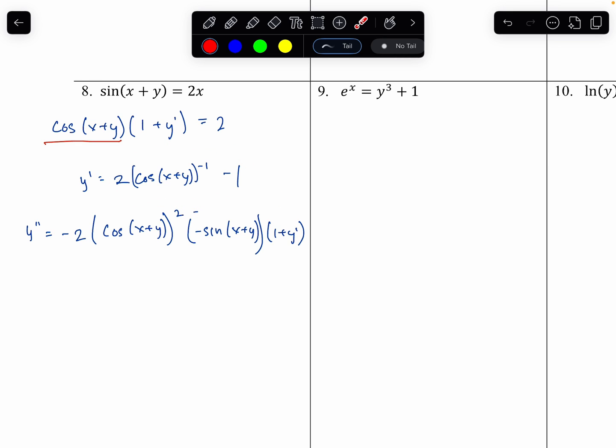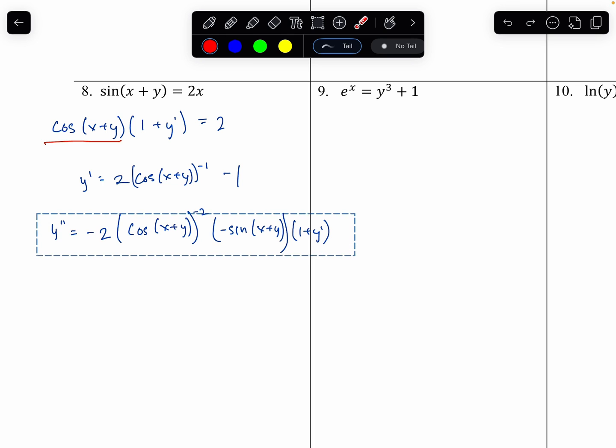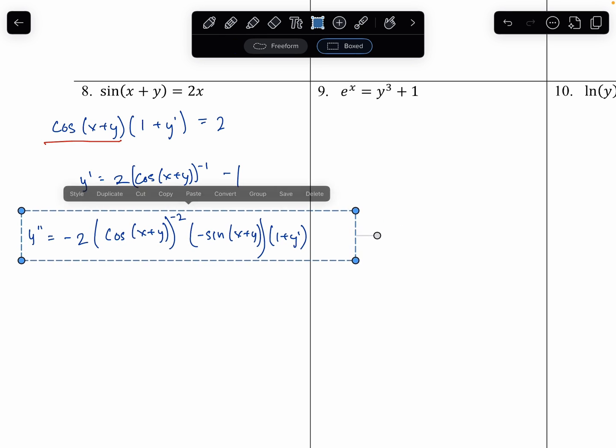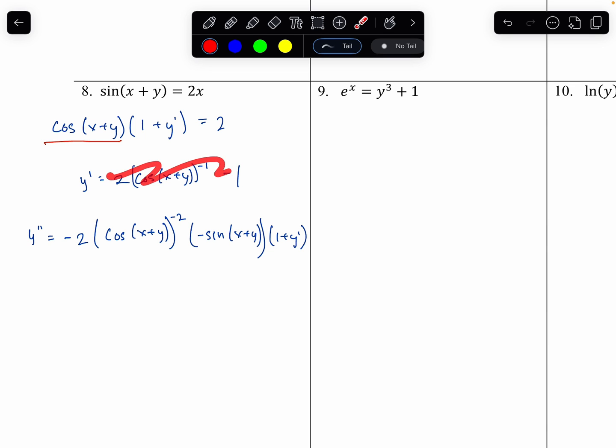I think you guys get the idea. What is that right there? Did I forget? Oh, there we go. So yeah, that's what you do. Substitute that right there. It's a messy derivative, messier second derivative. So I'm just going to leave it like that.